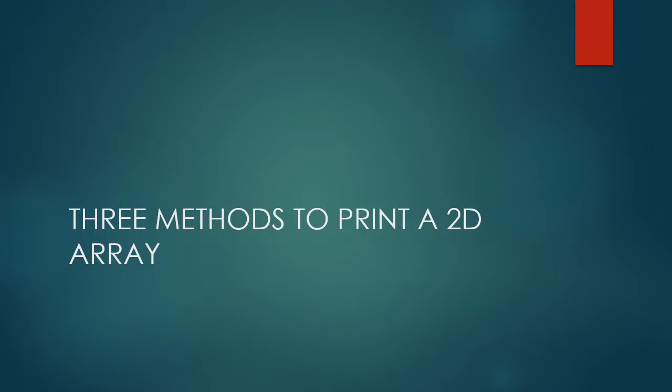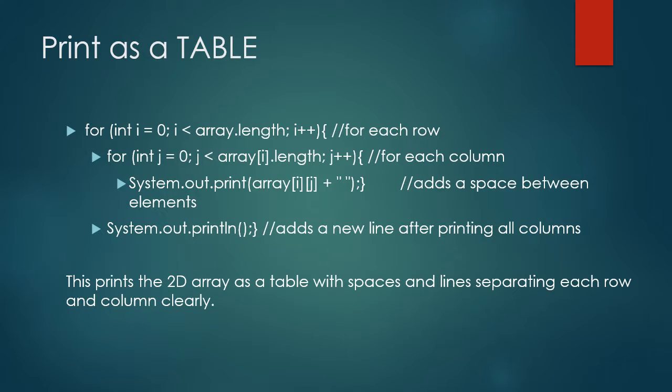To print the 2D array, there are three methods to do this. The first is to print it as a table by iterating through every single element using a nested for loop. For each element that is on the same column, a space is added to separate them. For going onto a new line, a line is printed to separate rows. This prints the 2D array as a table where every element, row, and column is distinct and separate.